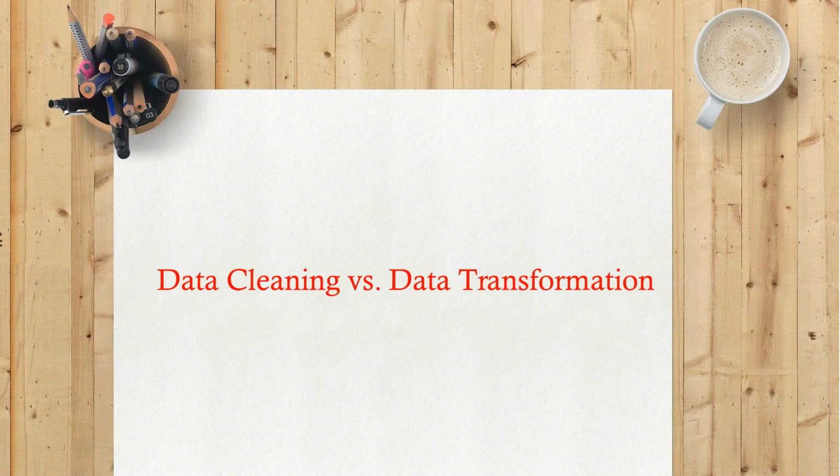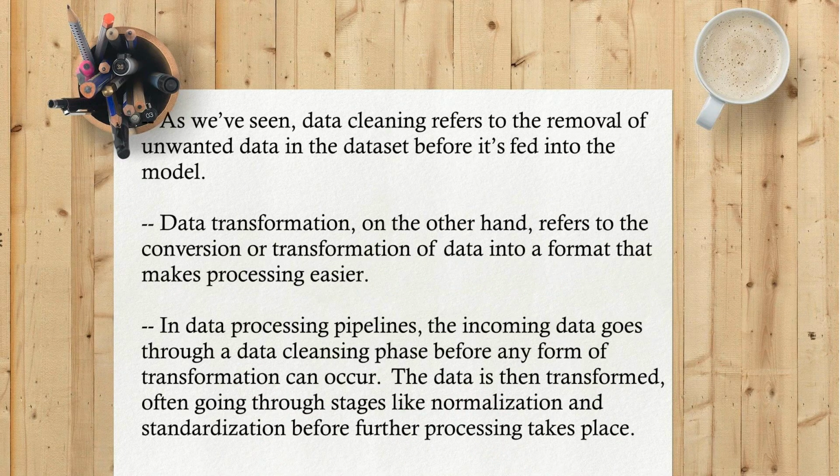Data cleaning versus data transformation. As we've seen, data cleaning refers to the removal of unwanted data in the dataset before it's fed into the model. Data transformation, on the other hand, refers to the conversion or transformation of data into a format that makes processing easier. In data processing pipelines, the incoming data goes through a data cleansing phase before any form of transformation can occur. The data is then transformed, often going through stages like normalization and standardization before further processing takes place.